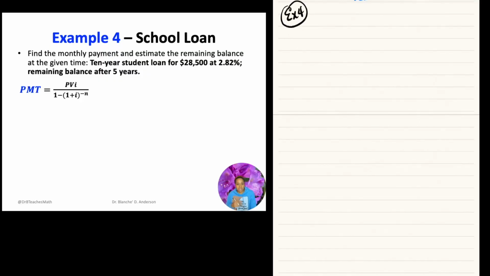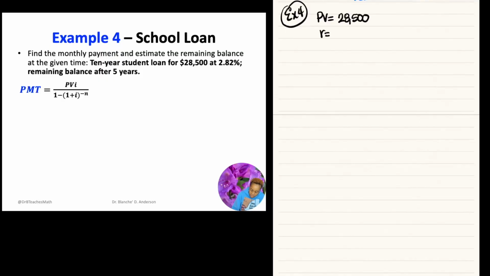It says, find the monthly payment and estimate the remaining balance at the given time. Remember, we did go over that formula where you can get an approximate balance. So this is a 10-year student loan for $28,500 at 2.82%. And they want you to find the remaining balance after 5 years. So let's do the first part of finding the payment. Your present value is $28,500.